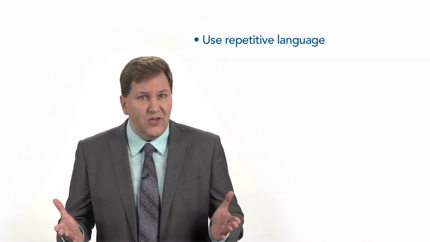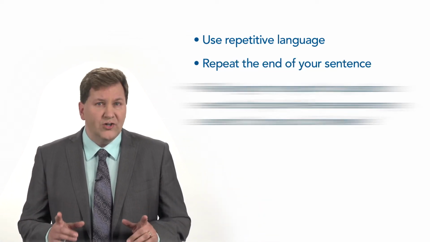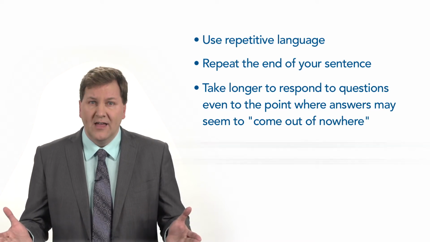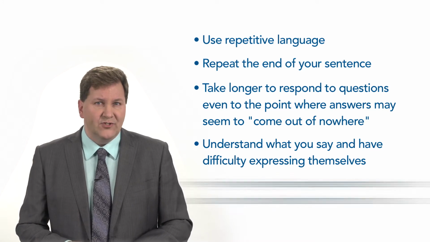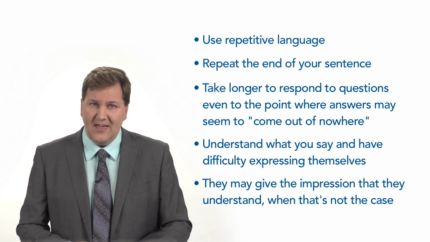An individual with a developmental disability may communicate in ways that are different from a person without a developmental disability, especially in stressful situations. For example, an individual may use repetitive language, repeat the end of your sentence, take longer to respond to questions, even to the point where answers may seem to come out of nowhere, not understand what you say, and have difficulty expressing themselves. Conversely, they may give the impression that they understand when that's not necessarily the case.